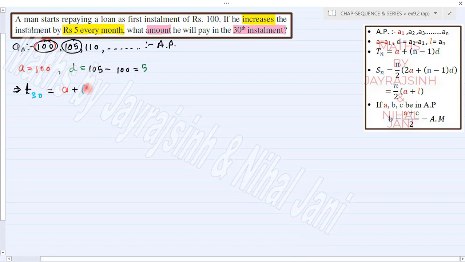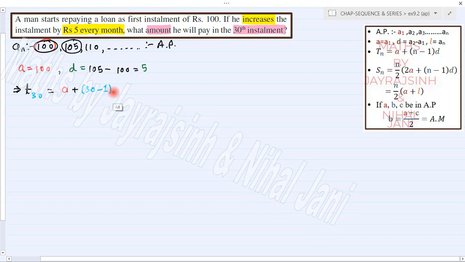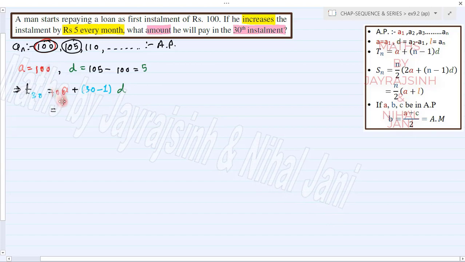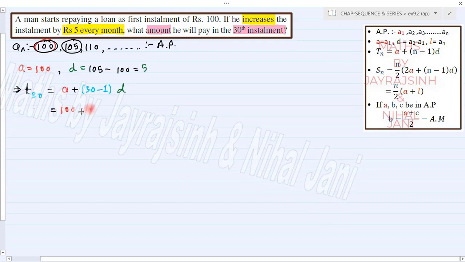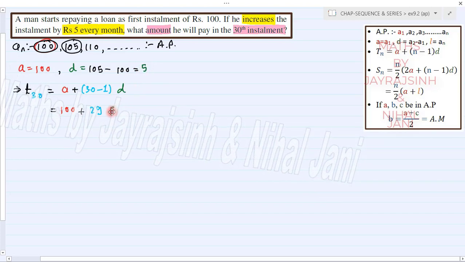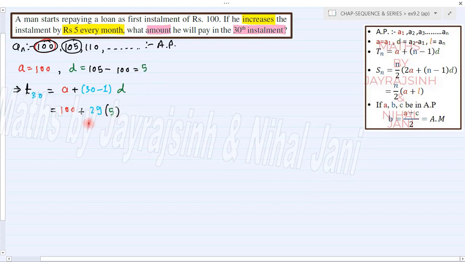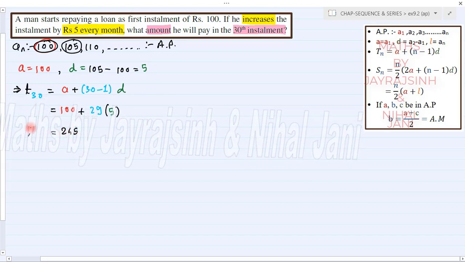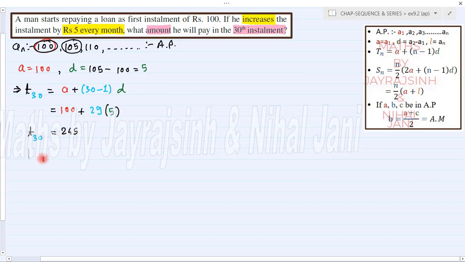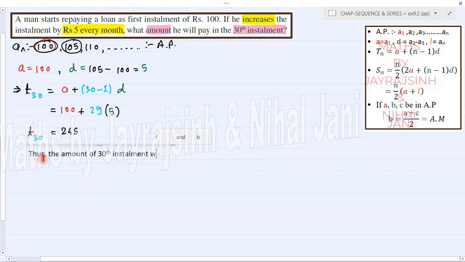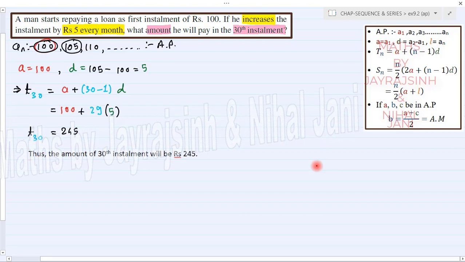a plus (30 minus 1) into d, where the first term is 100, 30 minus 1 will be 29, and the common difference will be 5. So we will get 245 as your 30th term. Thus, the amount of the 30th installment will be 245 rupees. Ta-da!